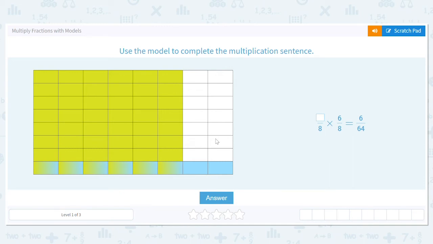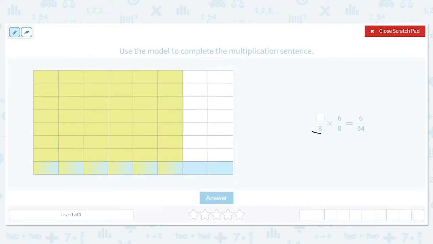I'm here to share with you a very cool pictorial representation of multiplication. So we're going to multiply fractions with models. And the idea is our denominator here is 8. And so we have 1, 2, 3, 4, 5, 6, 7, 8. And we have 1, 2, 3, 4, 5, 6, 7, 8.